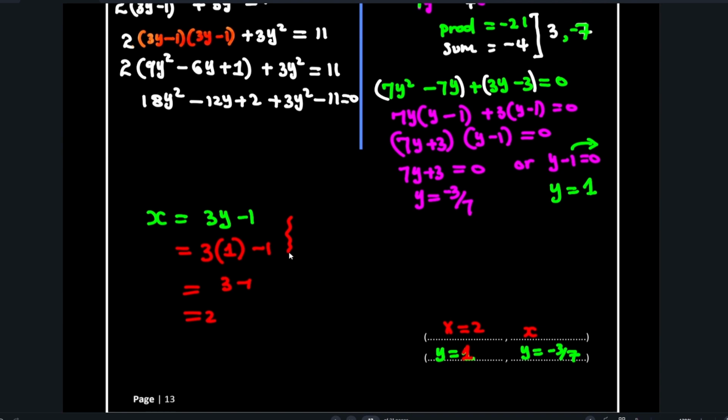The second value of x is going to be what? Obtained from negative 3 over 7, so we are going to say negative 3 over 7 minus 1. If we work this out, we're going to get our answer as negative 16 over 7.